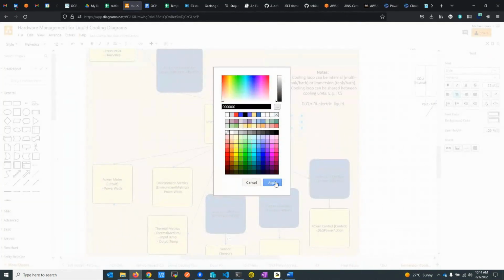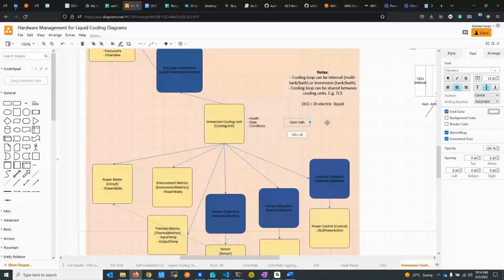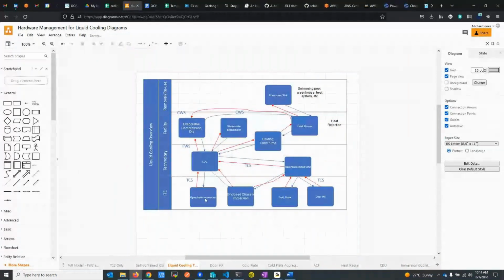Okay, let me go back to that. So we look at this. The open bath topology has an external CDU. Is that what we're specifying? Well, yeah, that's what was specified. Maybe people with tank immersion experience are in a better position to answer that.